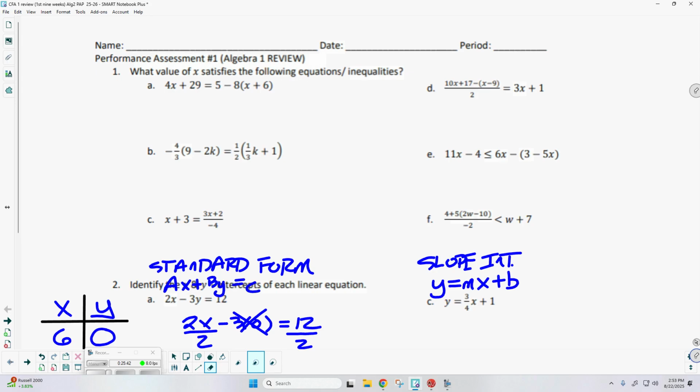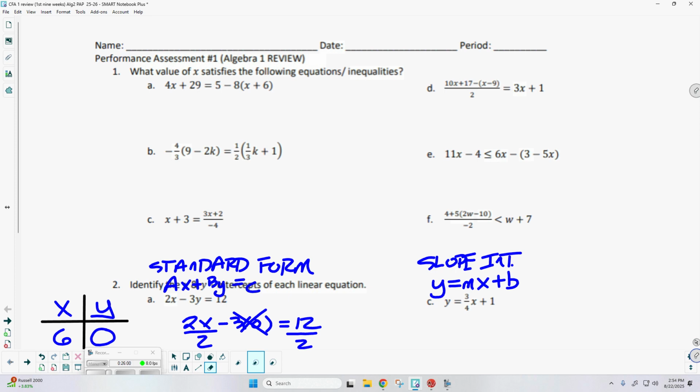Okay, that's perfectly fine. So I want to solve negative 4/3 times (9 minus 2k) equals 1/2 times (1/3 k plus 1). Yeah, we got some fractions in there. Okay, don't let that intimidate you. Take it one step at a time. Remember, especially with the calculator, don't rush yourself.